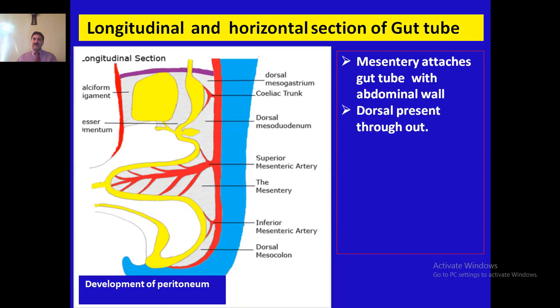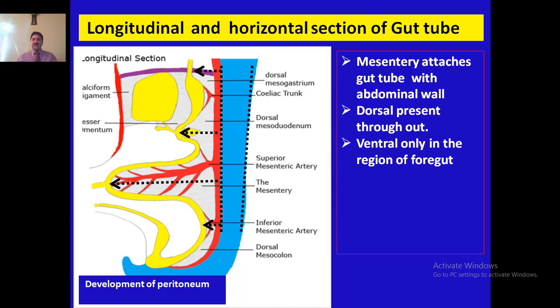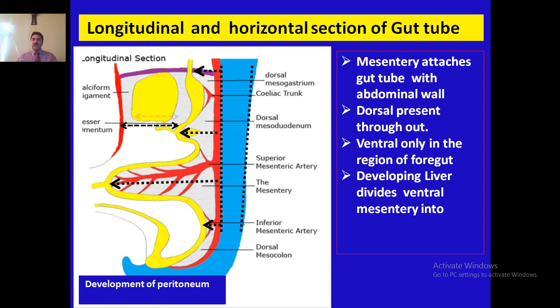As already said, dorsal mesentery is present throughout, as shown by this black dotted line. Ventral mesentery is present only in the region of the foregut. Developing liver divides the ventral mesentery into falciform ligament and lesser omentum. As shown in this diagram, dorsal mesentery attaches this gut tube with the posterior abdominal wall, and ventral mesentery is present only in the region of the foregut.